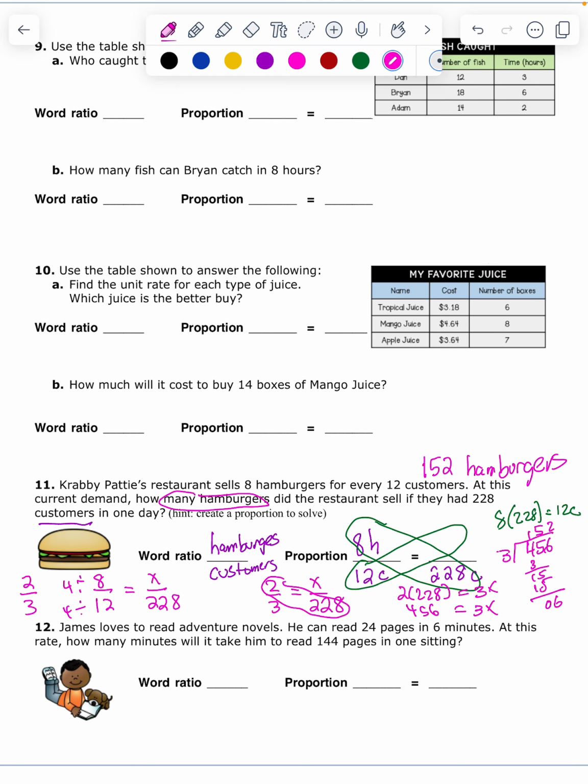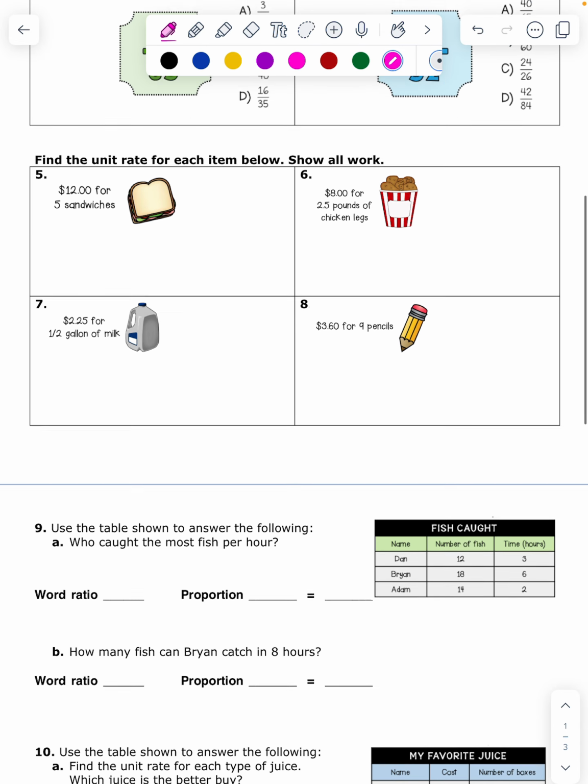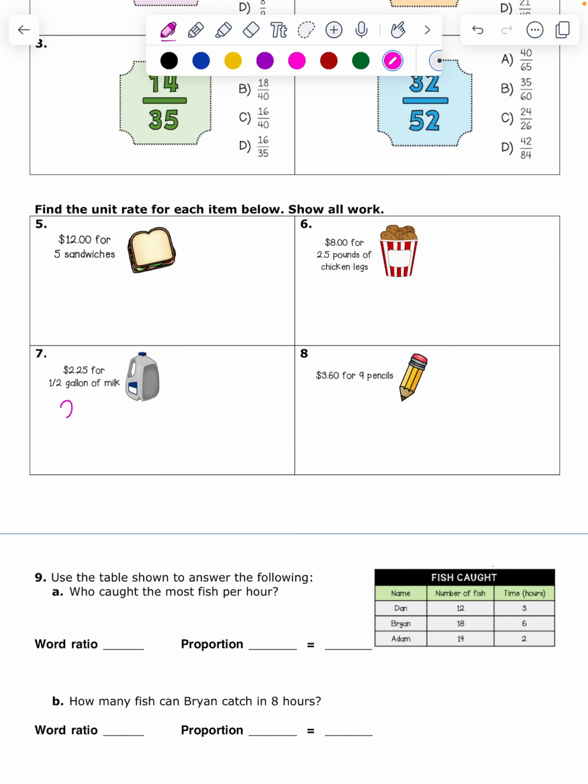I set up a proportion. Here, if I have $2.25 for a half gallon, and I want the unit rate, which means I want this to be 1 gallon. Well, a half and a half is a whole, or I can cross multiply and divide, or I can change this into a decimal, which is 0.5 gallon. A half and a half is a whole.